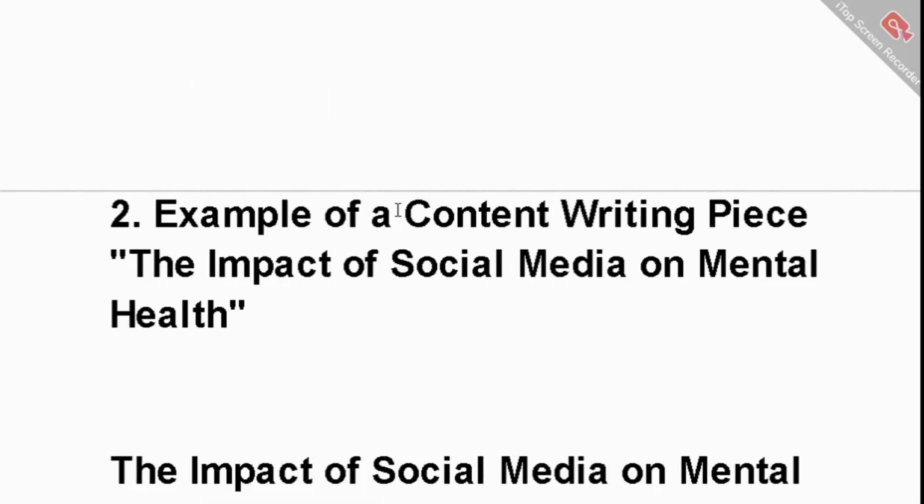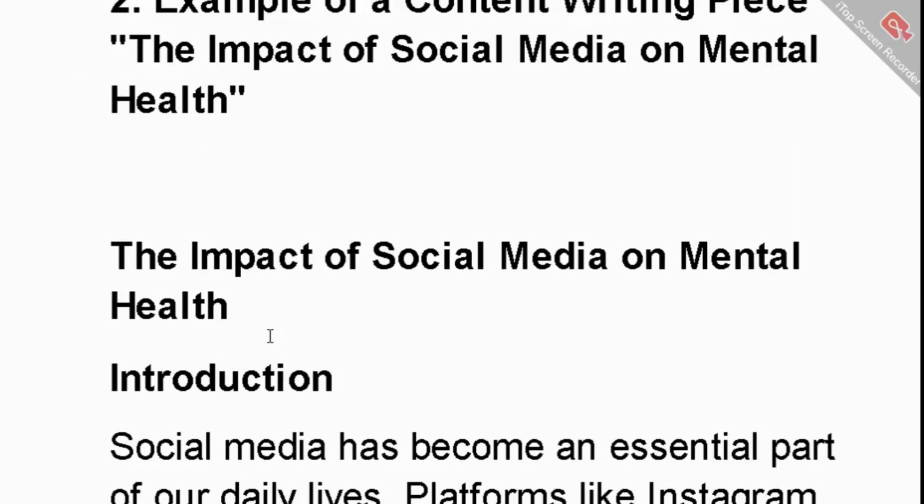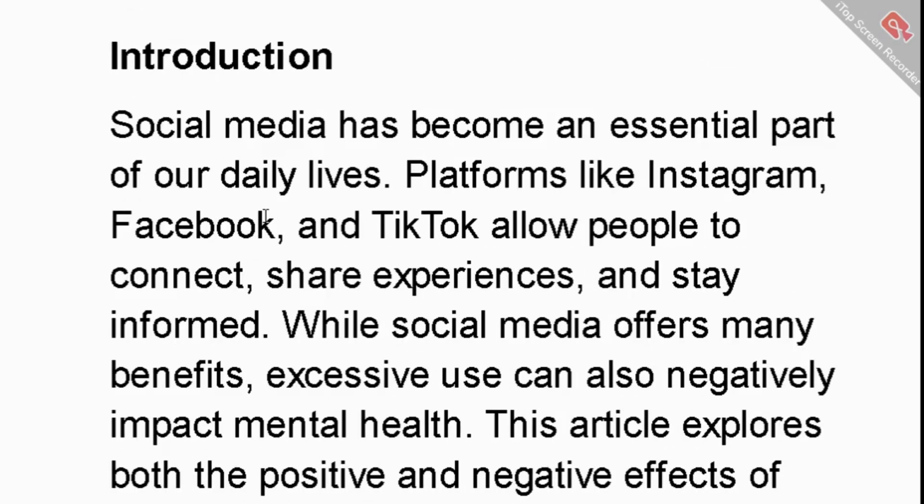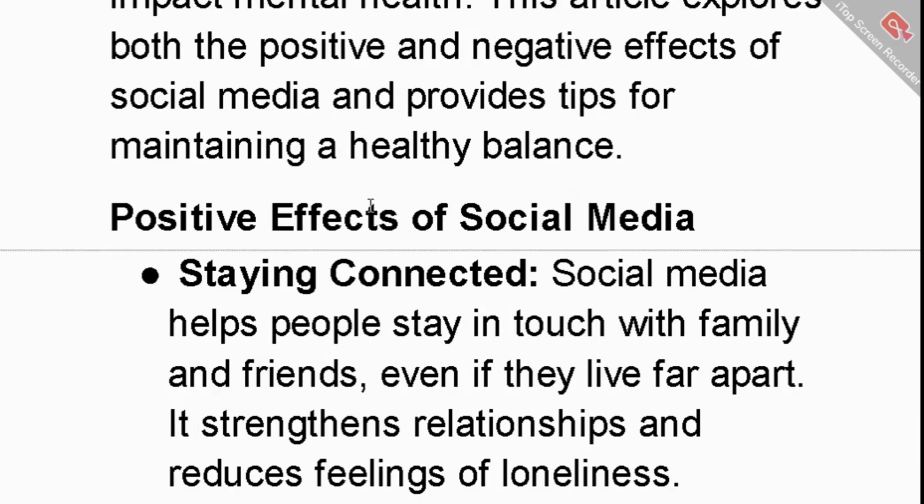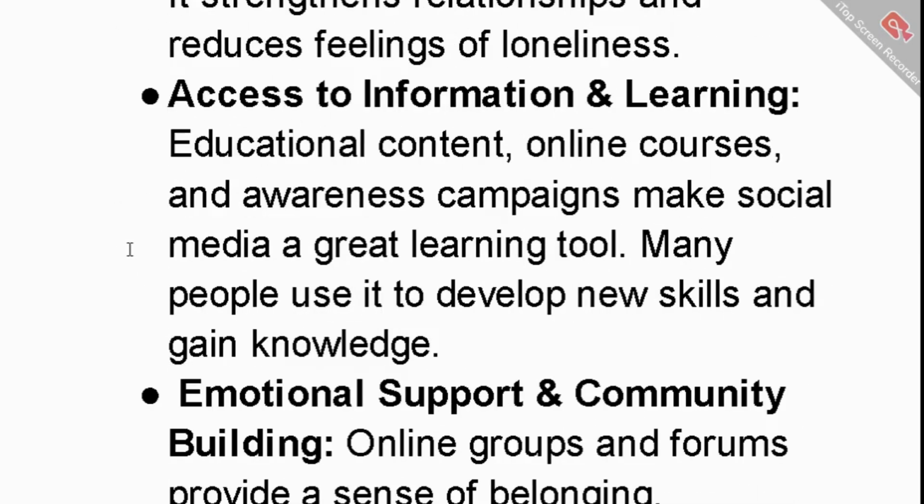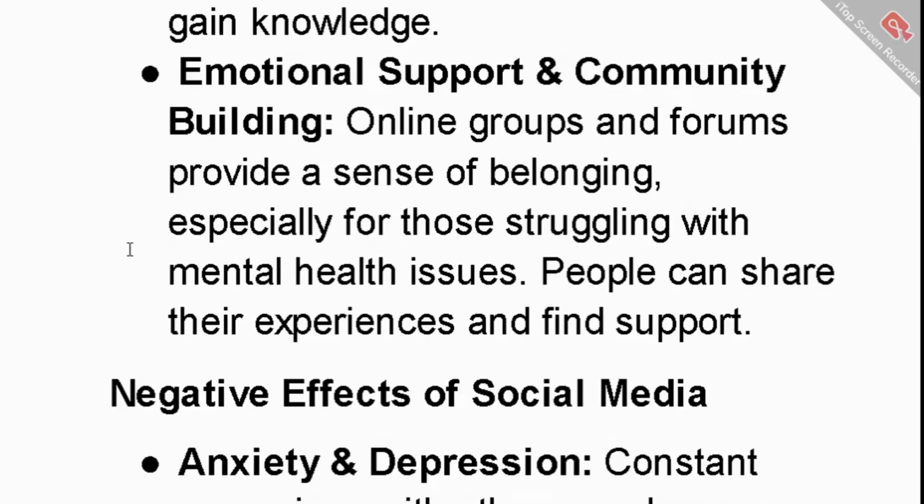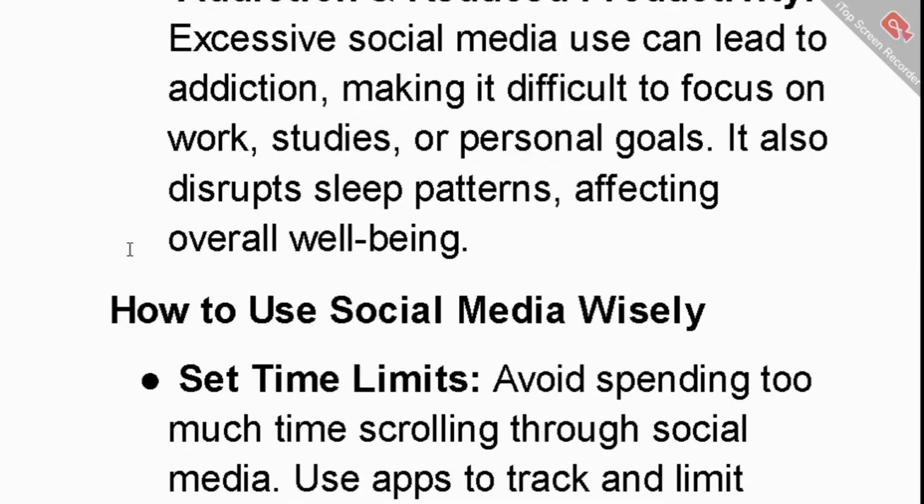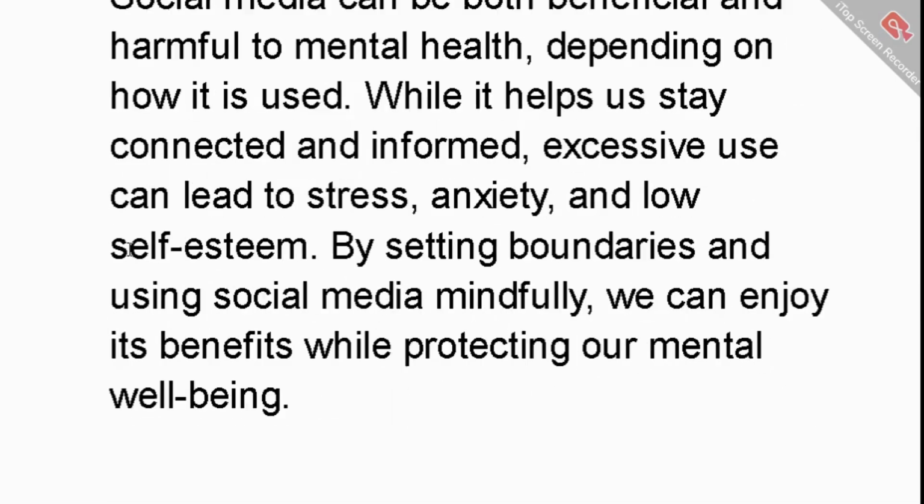The second example of content writing is the impact of social media on mental health. So this is the title, the impact of social media on mental health. Here in the introduction, you should describe social media. Then you have the main body, the content of the piece. Here you should first show the positive effects of social media, then the negative effects of social media. Then you should show how to use social media wisely. Then at last the conclusion.